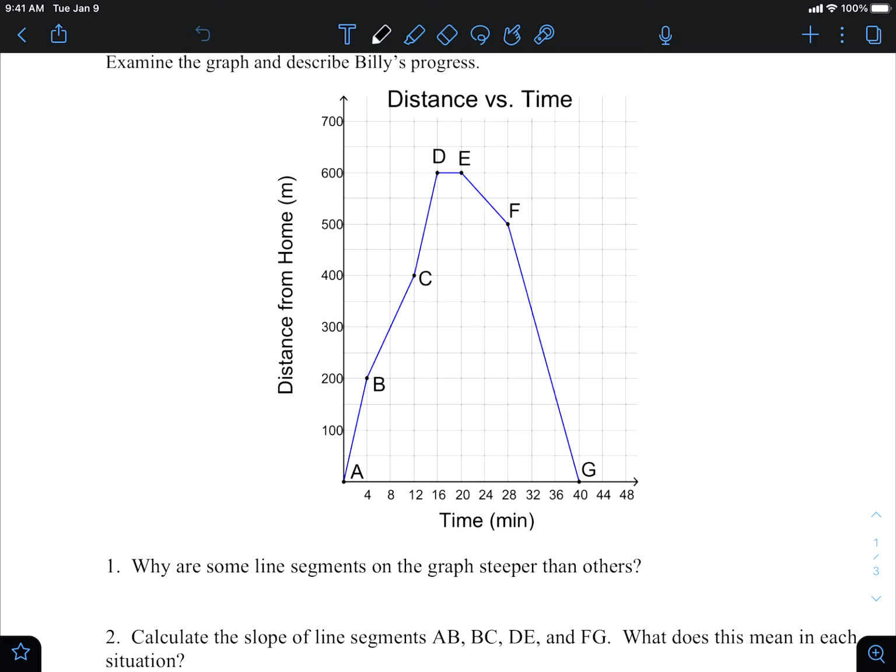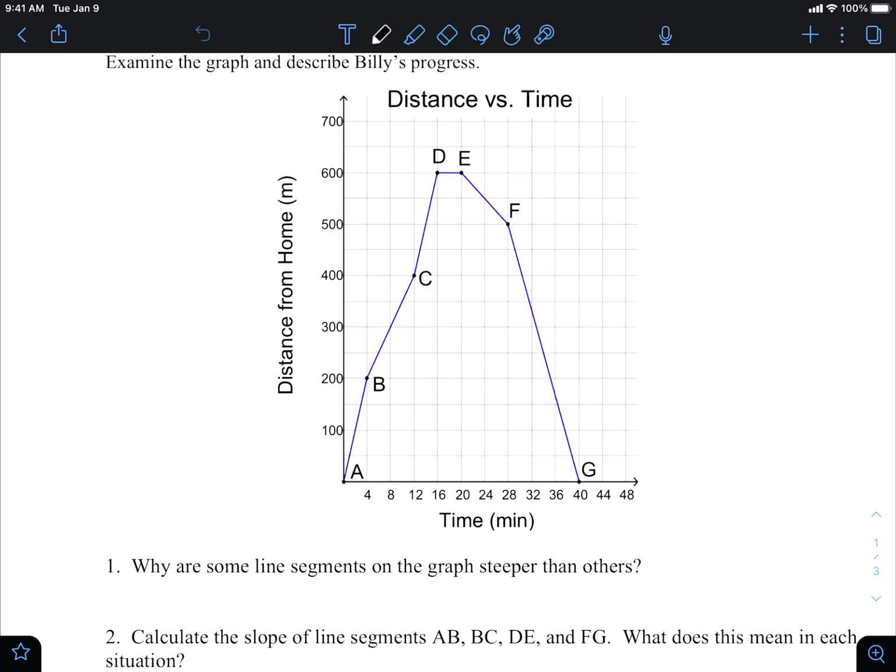So let's start at number 1. Why are some line segments on the graph steeper than others? It's a valid question, just looking at it, why is it different? Kenneth? Because maybe Billy doesn't walk at a constant speed or just gets lost or something. Yes, that's one valid answer. Ollie, do you have a point maybe?